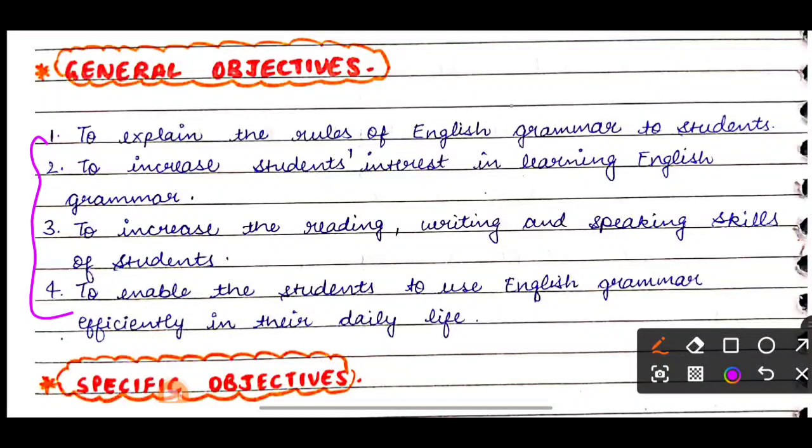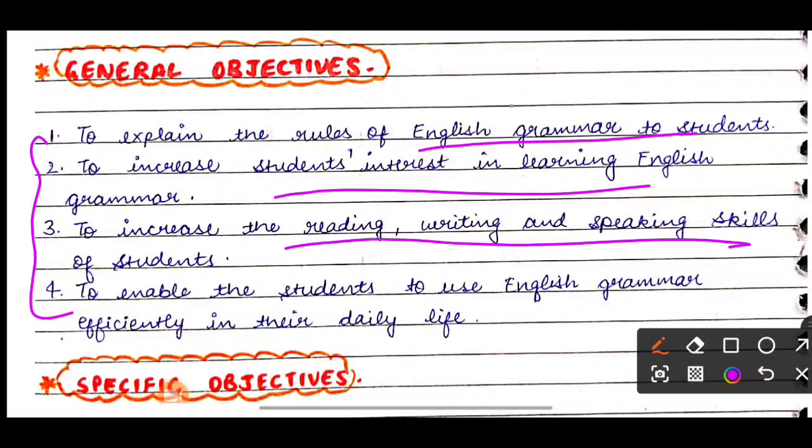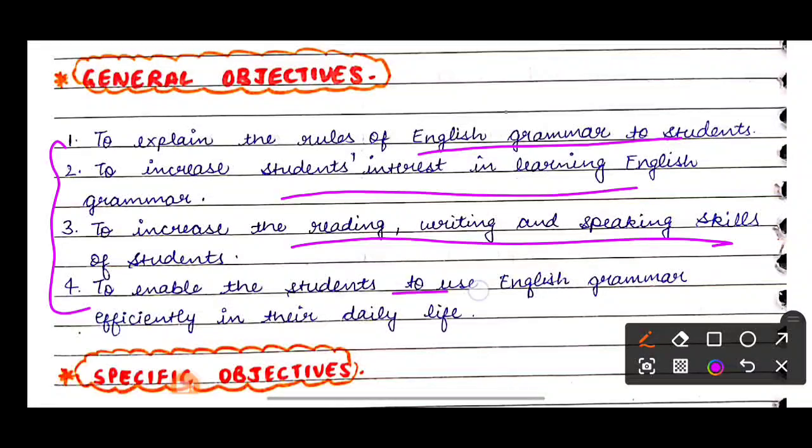So the first one is to explain the rules of English grammar to students. Second, to increase students' interest in learning English grammar. Third, to increase the reading, writing and speaking skills of students. Fourth is to enable the students to use English grammar efficiently in their daily life. So these are our general objectives.